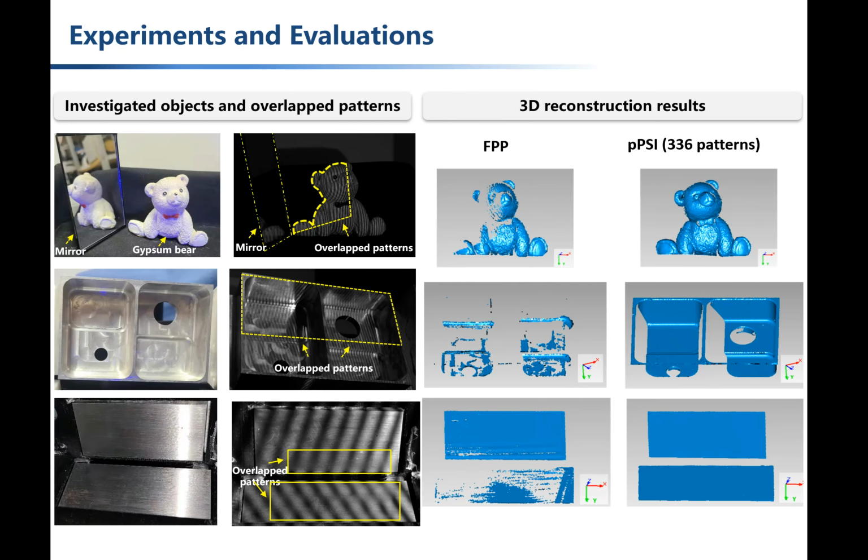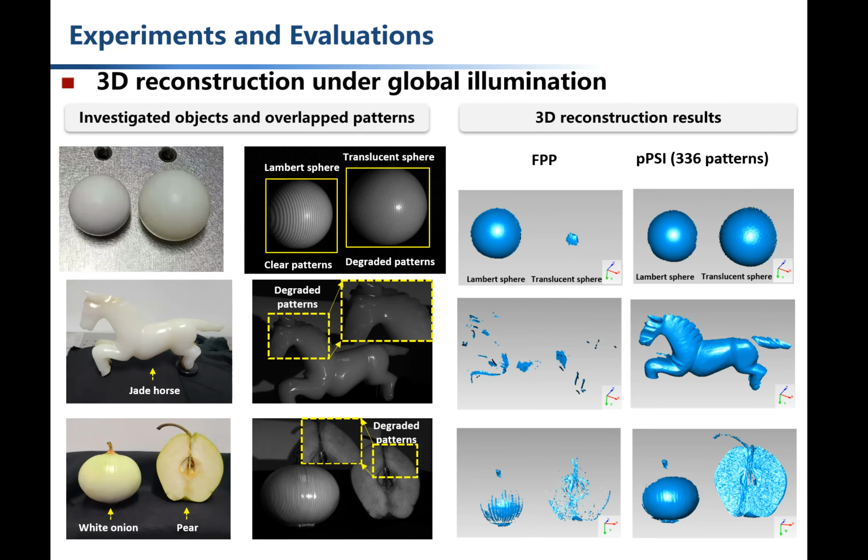A comparison between FPP and PPSI is shown. In scenes where strong interreflections dominate, PPSI is able to reconstruct complete 3D data. Subsurface scattering is dominating in these scenes. PPSI is still able to reconstruct complete data.